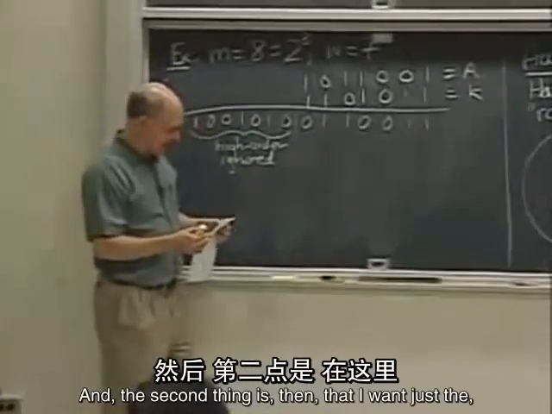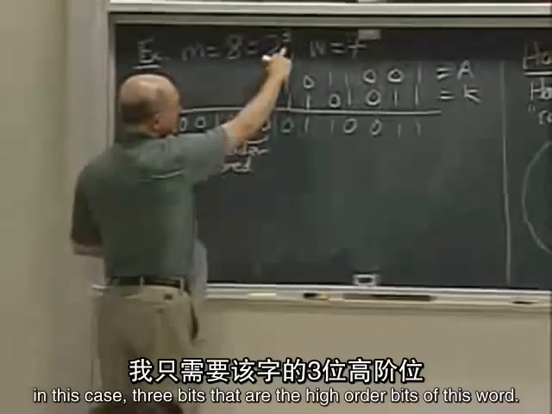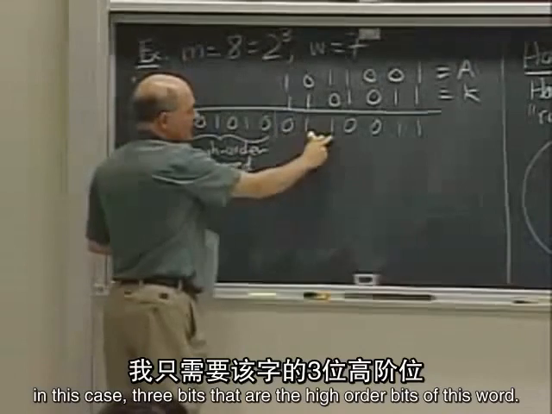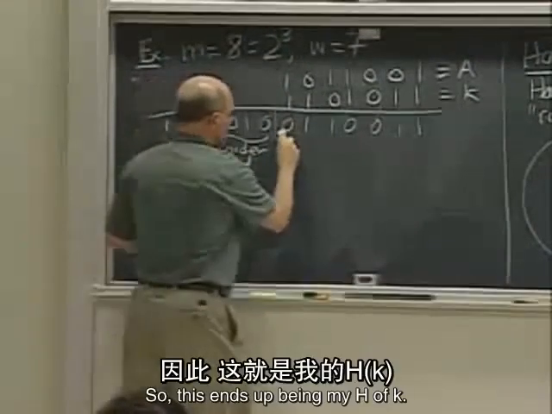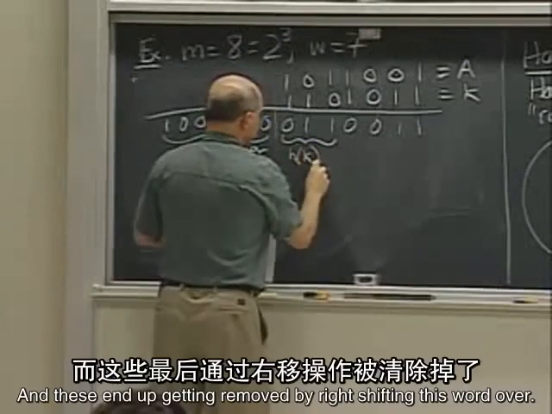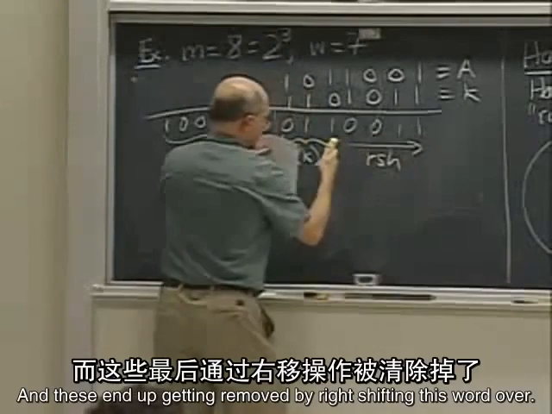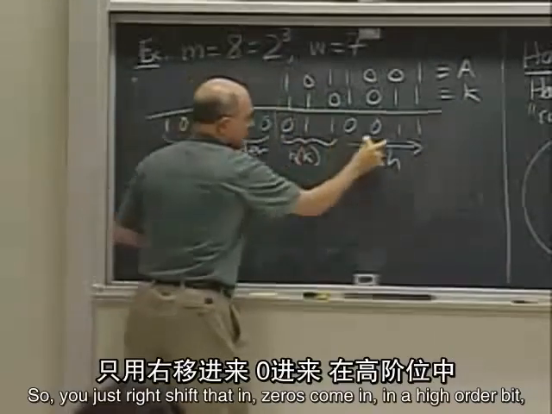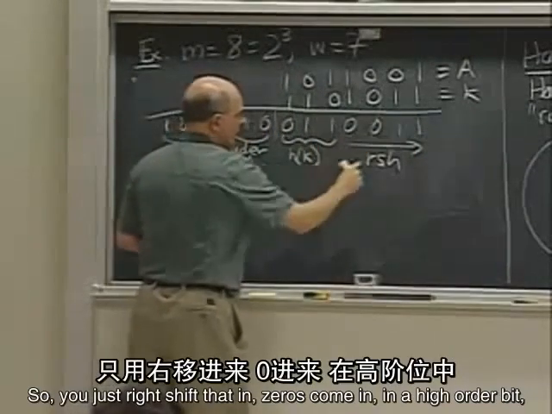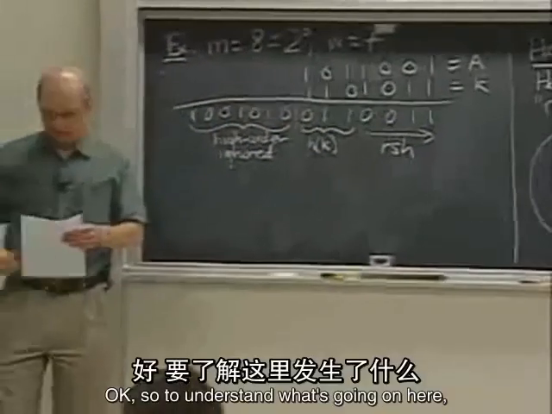And the second thing is that I want just the, in this case, 3 bits that are the higher order bits of this word. So this ends up being my h of k. And these end up getting removed by right shifting this word over. So you just right shift that in, zeros come in at the higher order bits, and you end up getting that value of h of k.